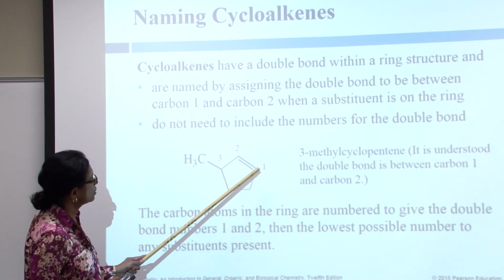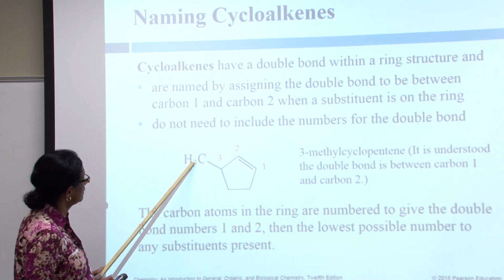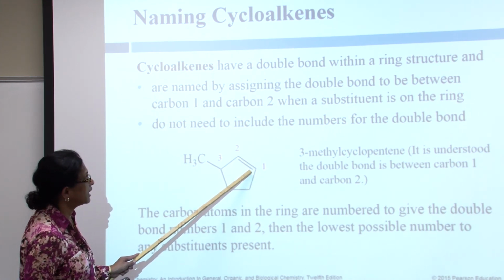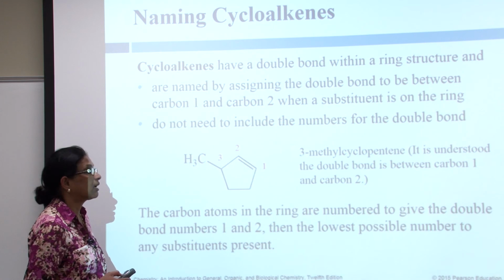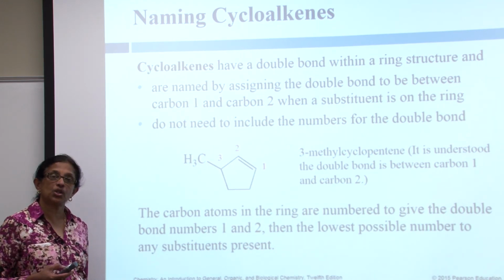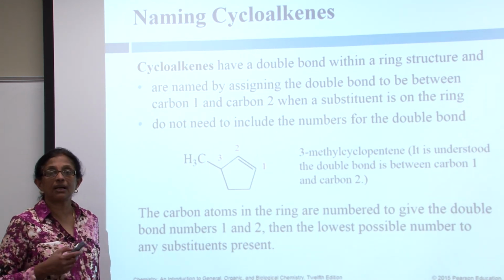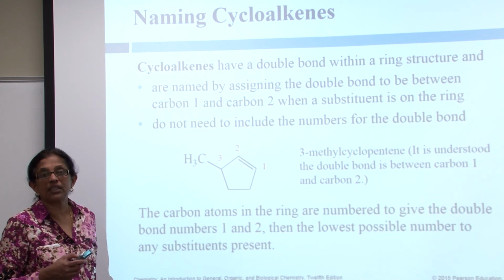So this is 3-methylpentene. It is understood that the double bond is between carbon 1 and 2. We did not mention the double bond. That tells us that the double bond starts off with carbon 1.